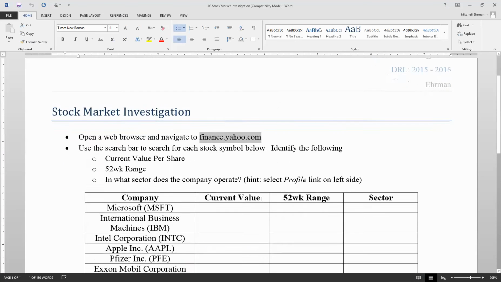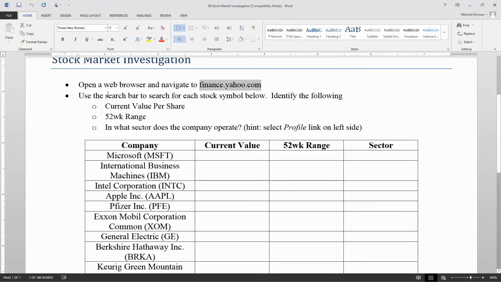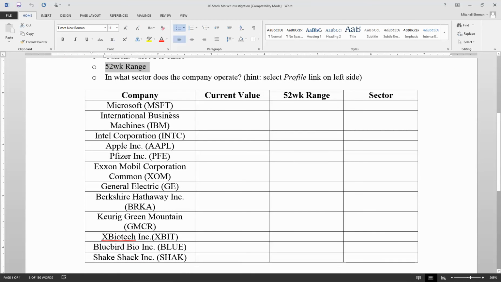Okay, so looking at the worksheet, you see that we're going to use the search bar on the finance website to search for each stock symbol below and identify the following: the current value per share, the 52-week range, and in what sector does the company operate. So we're going to be looking at about 10 different companies here: Microsoft, IBM, Intel, Apple. They're not all technology companies. We've got some pharmaceuticals and energy companies in here as well.